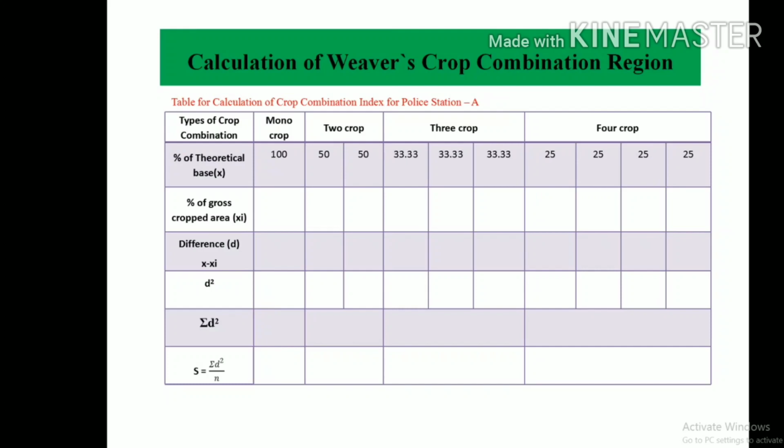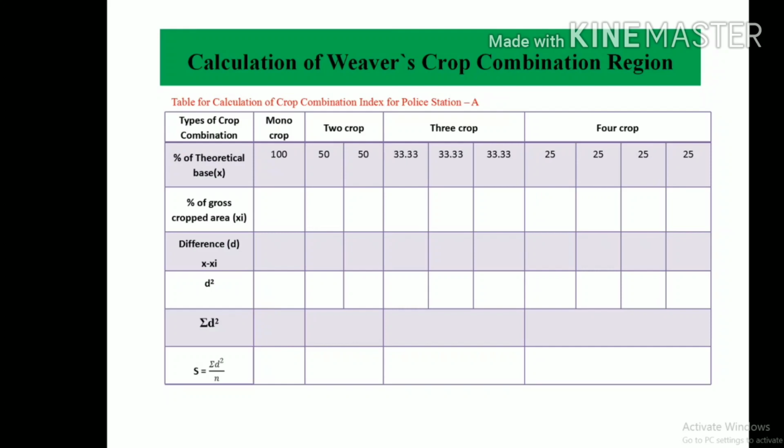First, we discuss the calculation of the crop combination index for police station A. In this table, you can see that the first row represents the types of crop combination, such as monocrop, two crop, three crop, four crop. How many crops are given in the question? You have to prepare the table in this manner.